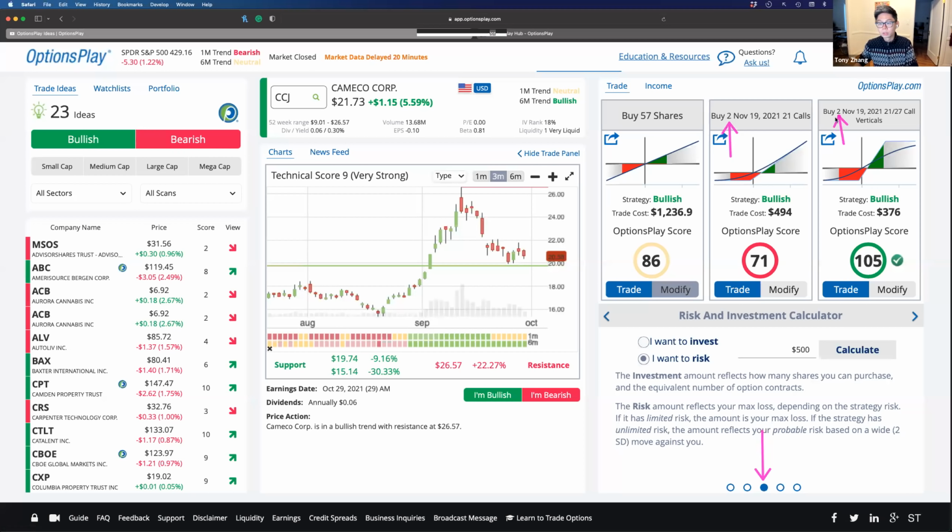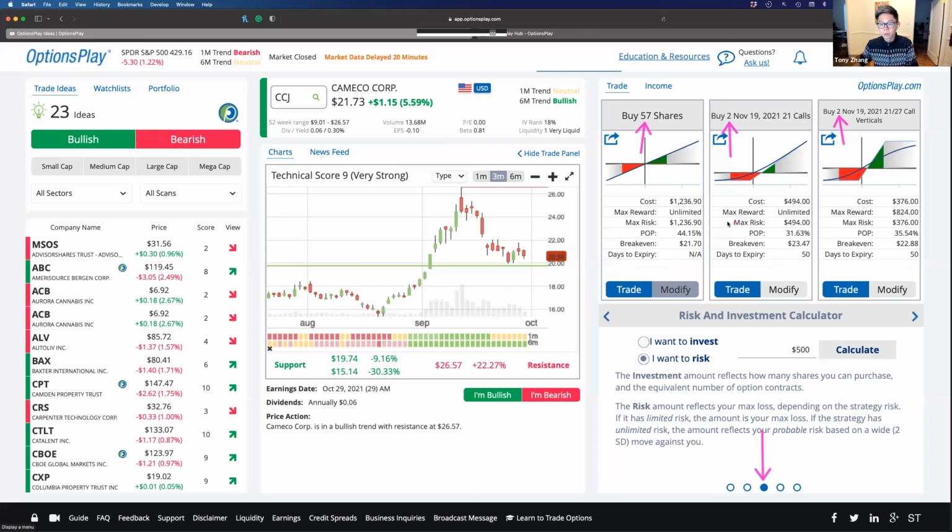And in this particular case, it's going to calculate the number of contracts that you can purchase for any strategy that you type in. And it's going to approximate exactly how many contracts you can trade, or number of shares that you can trade, where you're risking roughly about $500 or no more than $500. So if we look at this particular trade, the 2 call options will risk $494. 2 call verticals will only risk $376.